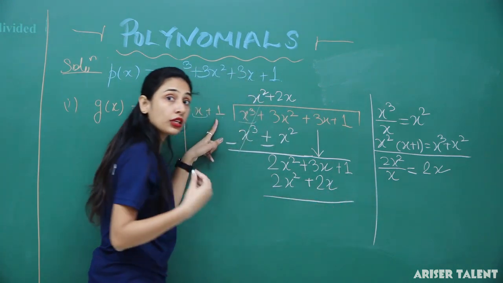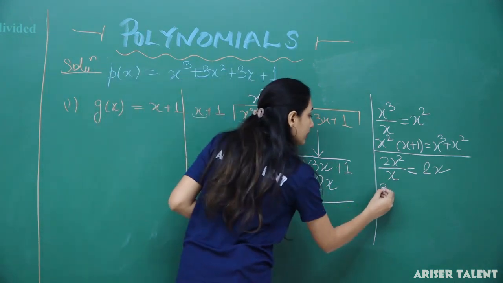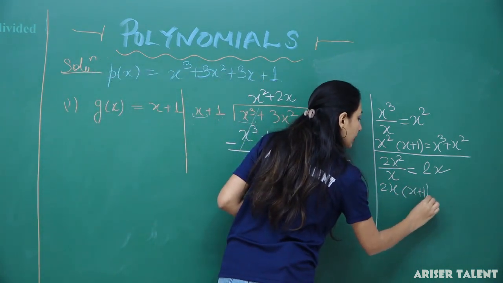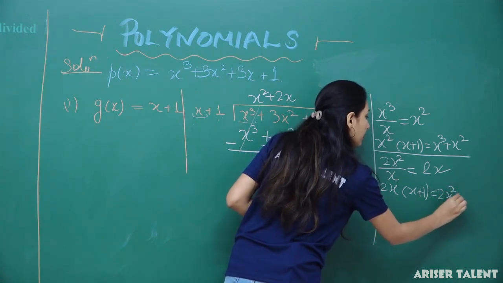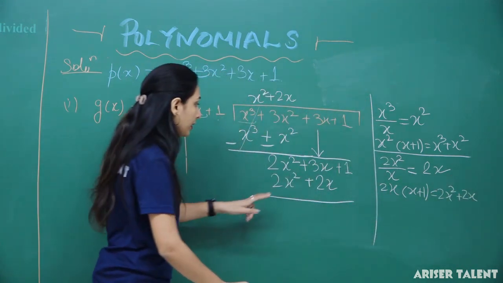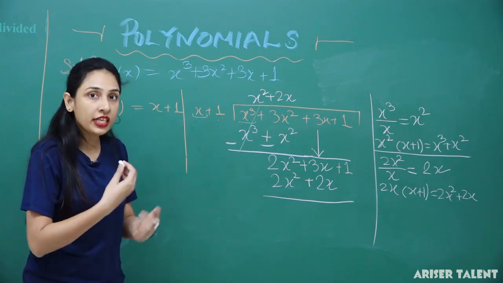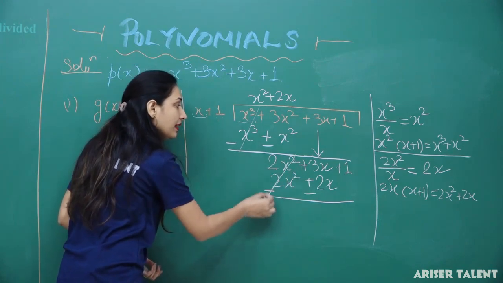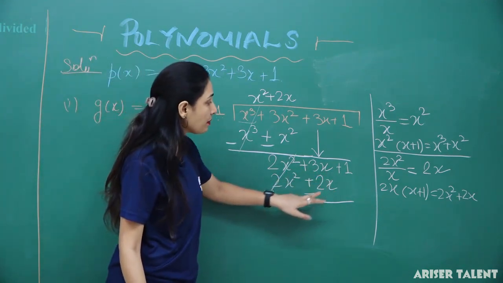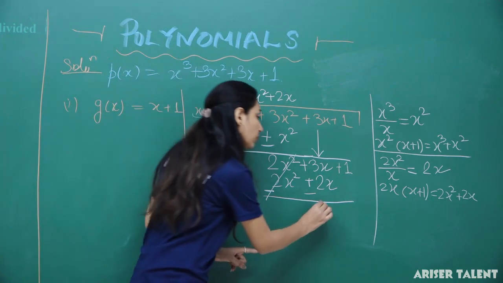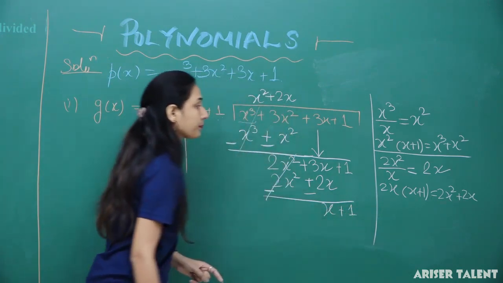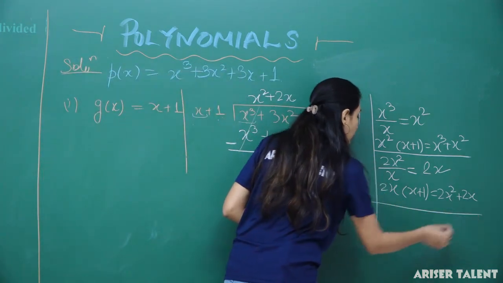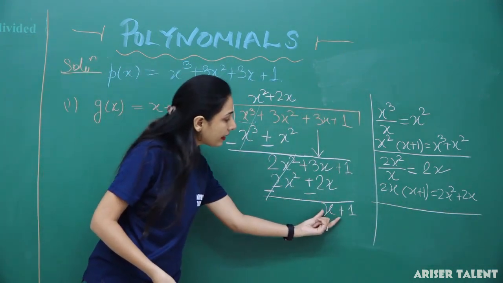Or else you can go with the long process: write 2x here and multiply with x plus 1 and get 2x square plus 2x. Now what will you do? We'll change the signs. If we change the sign, that will be cut. That will be 3x minus 2x, which equals x only, and that will be plus 1. Again, the same process you will repeat, that x.